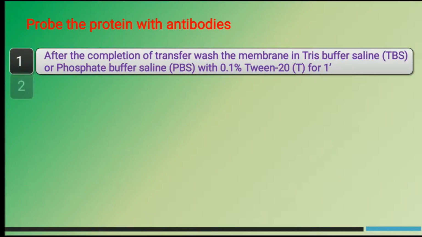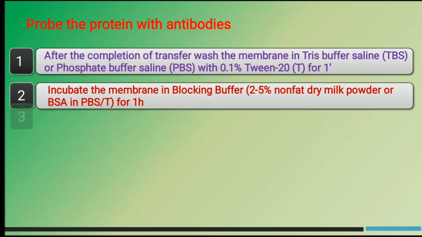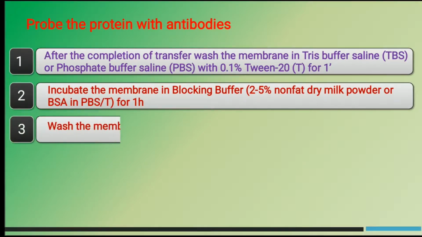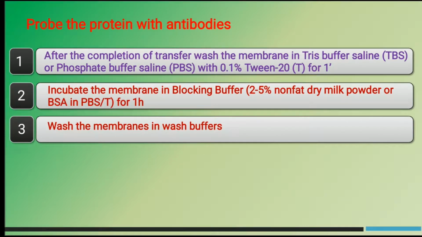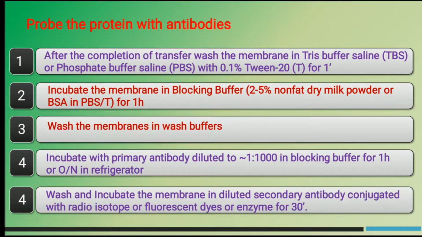Once the transfer is completed, the next stage is to detect the protein by antibodies. So now we will see how antibodies are probed with the protein. Once the transfer is completed, wash the membrane in Tris buffered saline or phosphate buffered saline with 0.1% Tween 20 for 1 minute. Once the membrane is washed with PBS or TBS buffer, the membrane is incubated in blocking buffer.